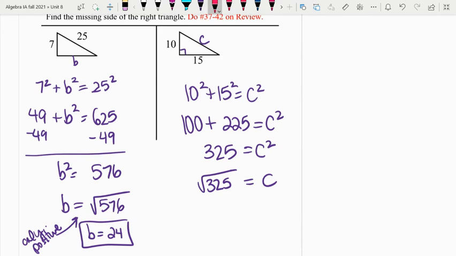So we have to simplify that radical. So I know that 25 goes into that. So 25 times what? So 325 divided by 25 is 13. Square root of 25 is 5, so my final answer is 5√13 equals c.